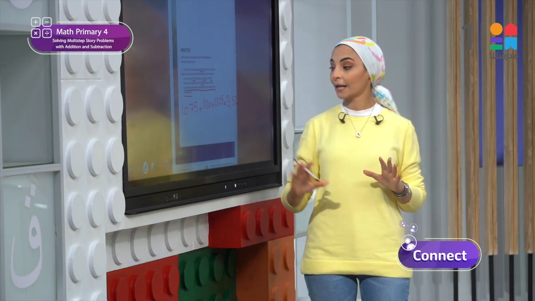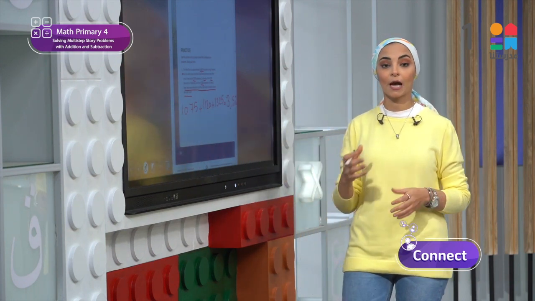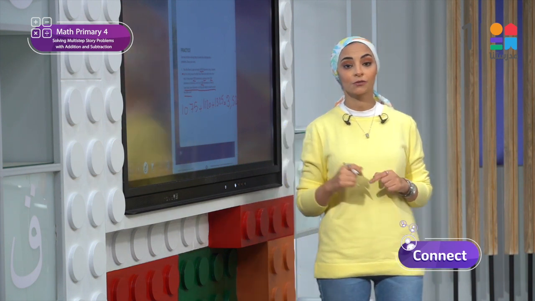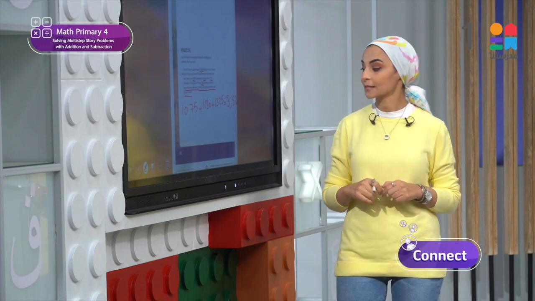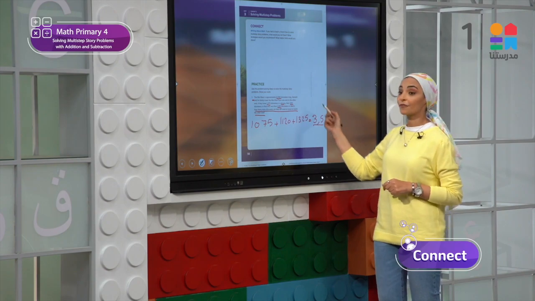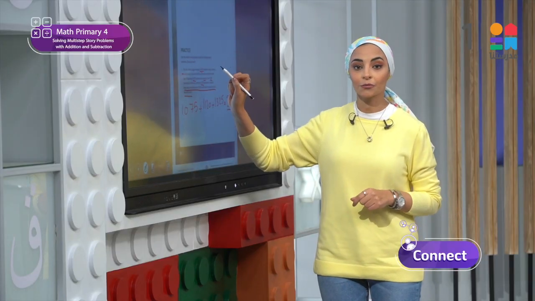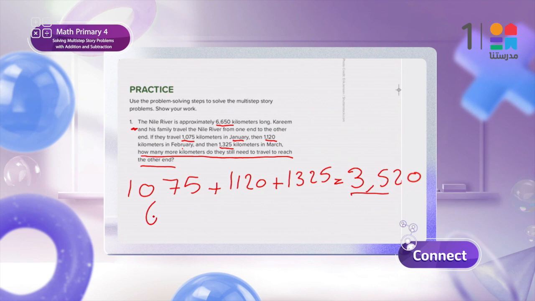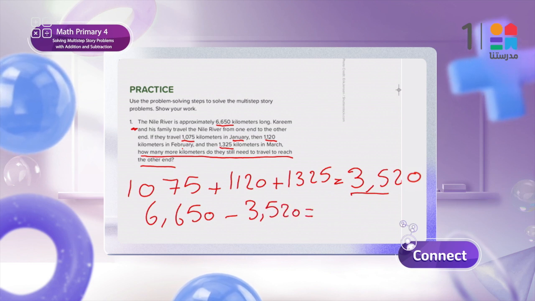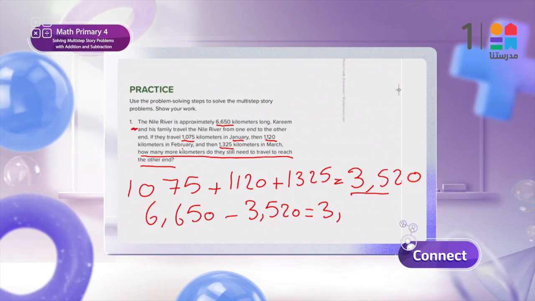So the first thing we did was add the 3 numbers. Then I will use the subtraction to calculate the kilometers left that they should travel. What will I do? Yes, I will subtract 3,520 from 6,650. So I will put the biggest number first, 6,650 minus 3,520. And my answer will be 3,130.